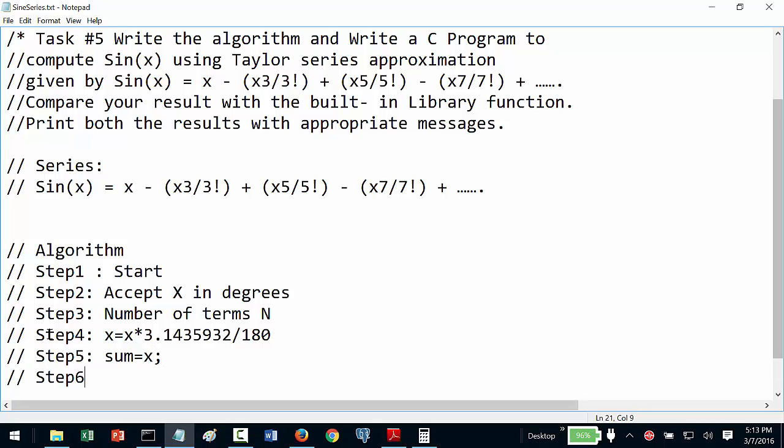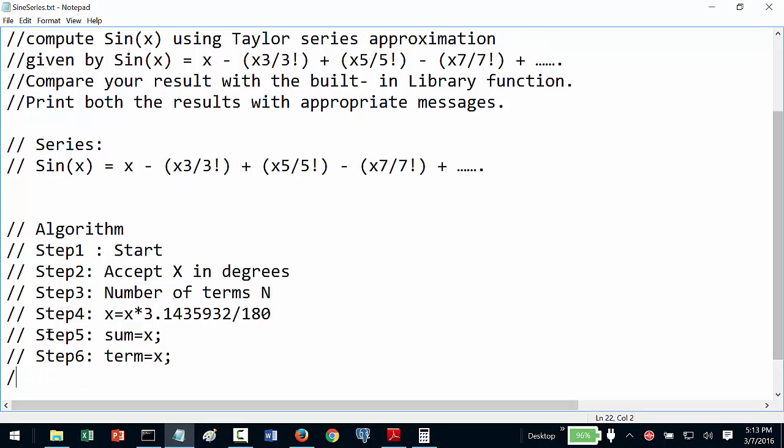My step 6 will be term equal to minus 1 into x. Okay, what I'll do is in the beginning I'll say simply my term is equal to x. So then we will see.